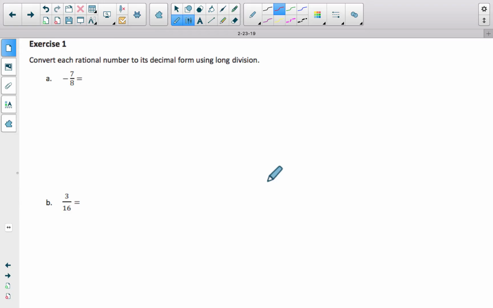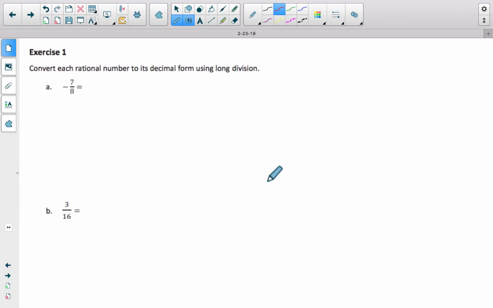With that said, I want you guys to go through and do exercise 1. So set up your long division. Remember, if the fraction is negative, your answer in decimal form should be negative. And the denominator goes outside, the numerator goes inside. If you need to, you must add a decimal and a 0, and then keep bringing down additional zeros until it terminates or repeats. When you're done with exercise 1, come back and check the video.